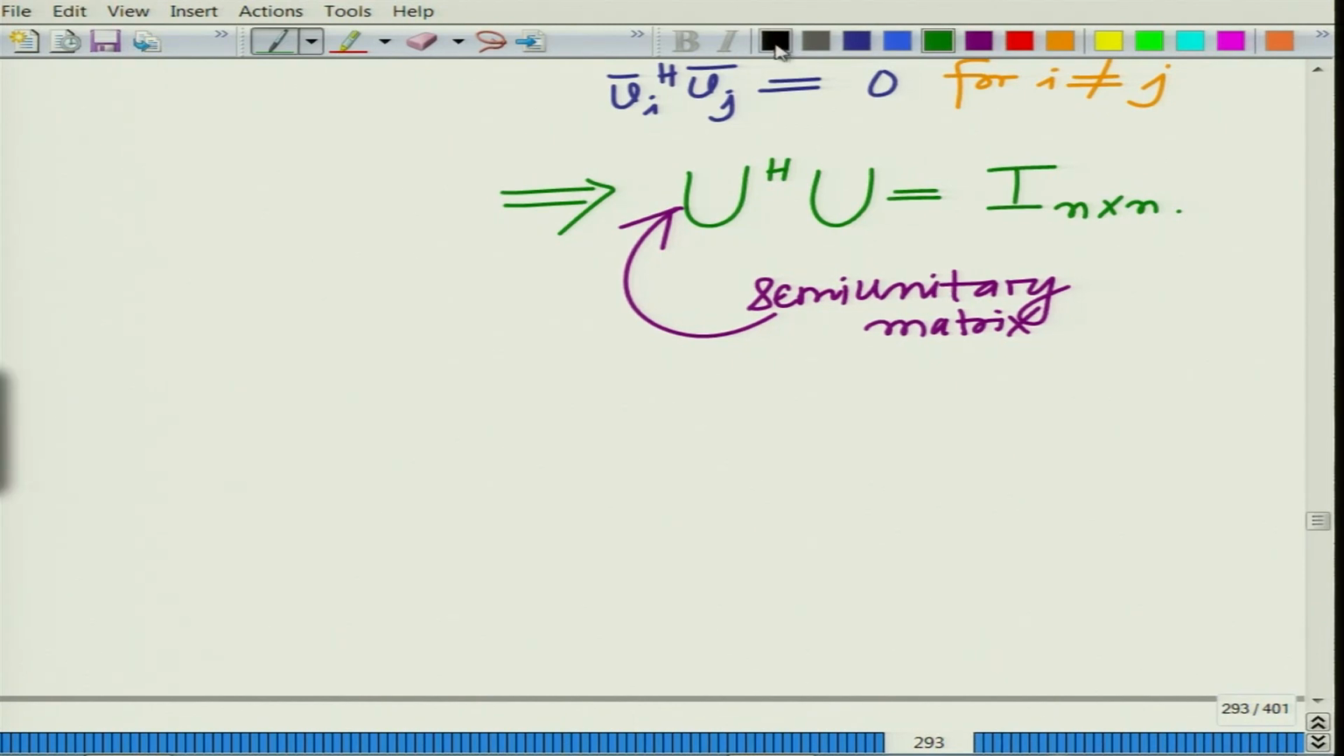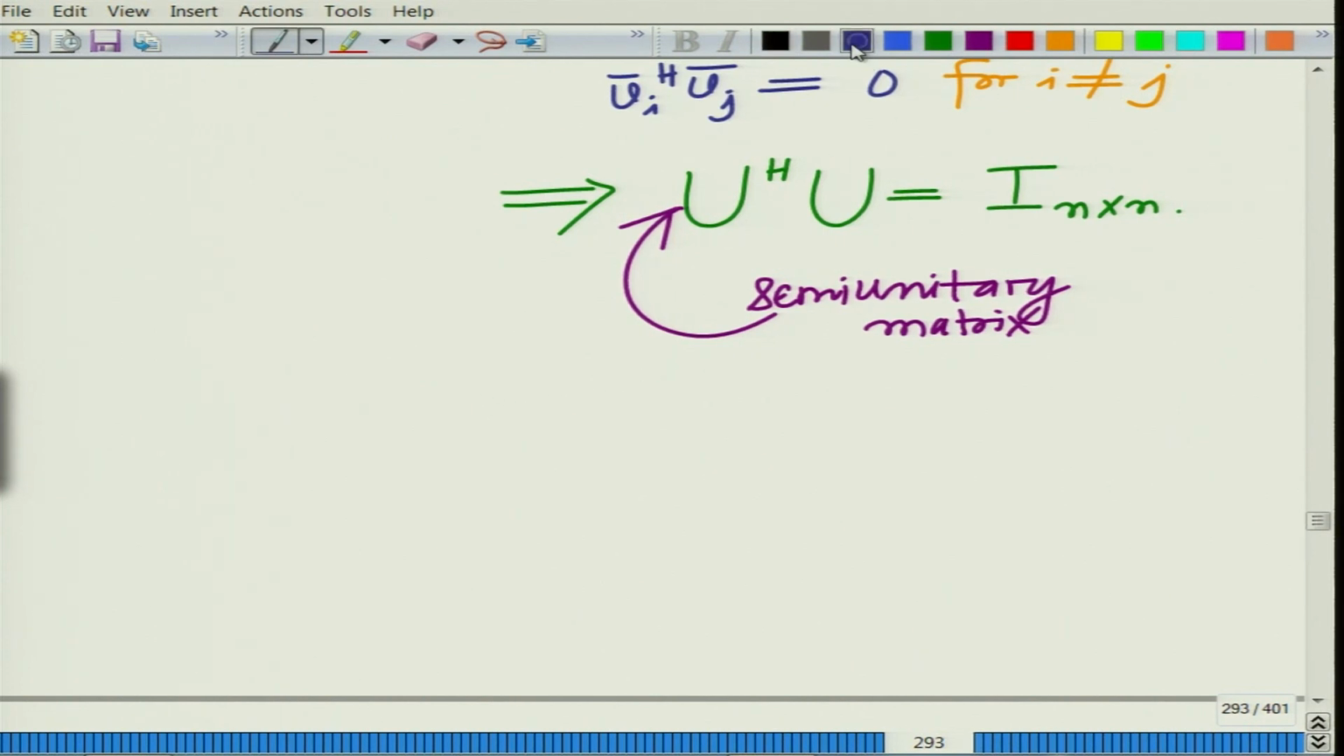Now, what are these left singular vectors? It is not very difficult to see that if you look at H, we will look at that again. Okay. Now, let us come to the property of V. What about the matrix V?